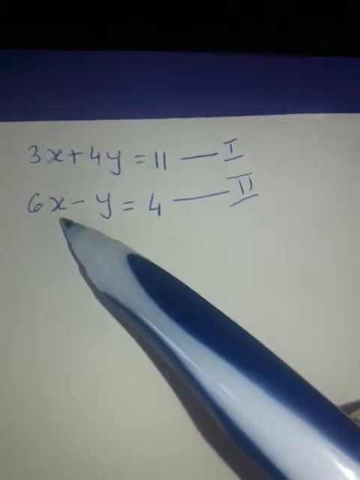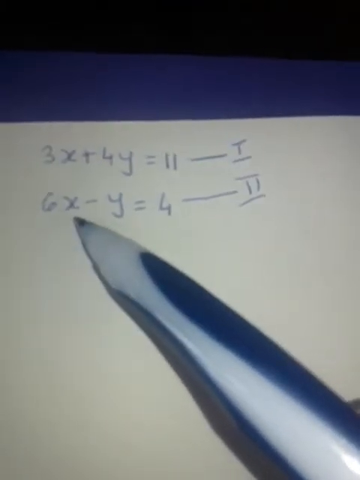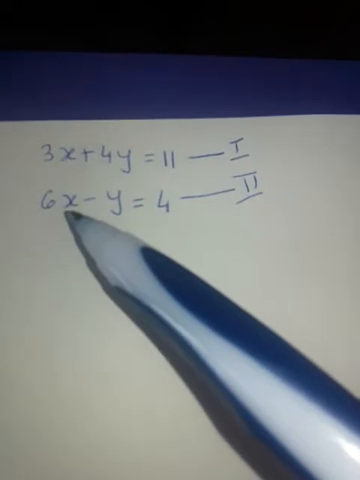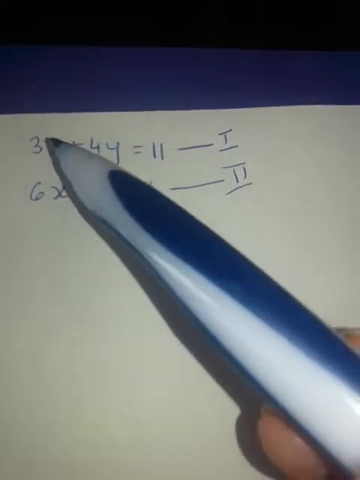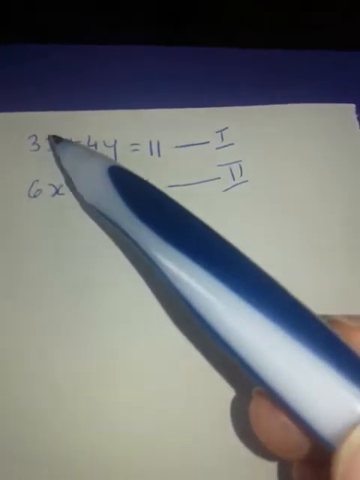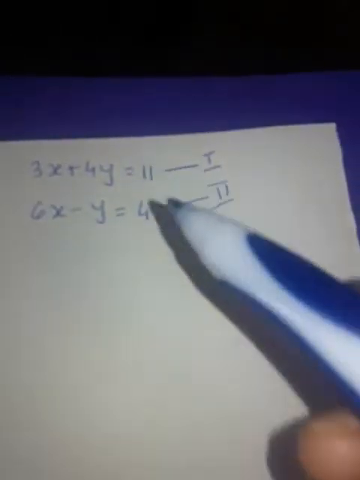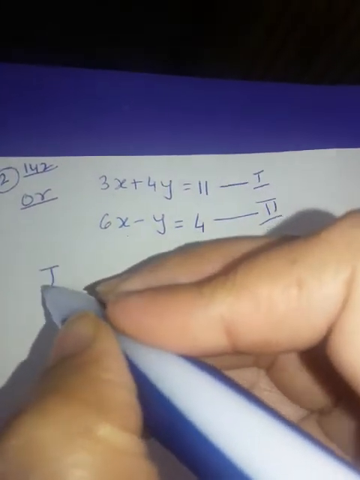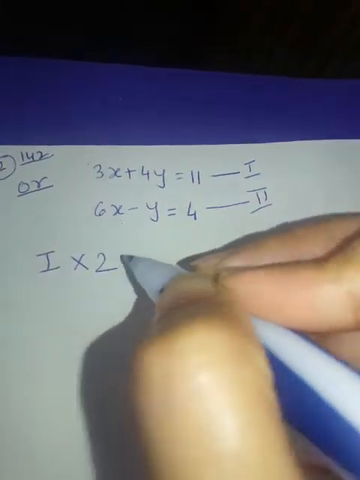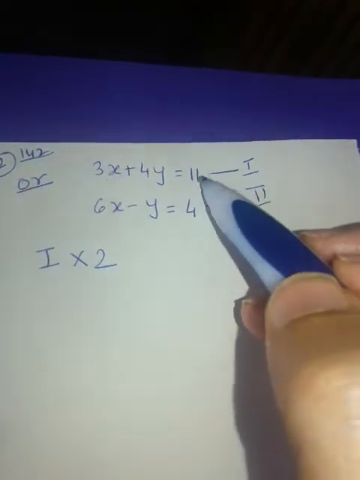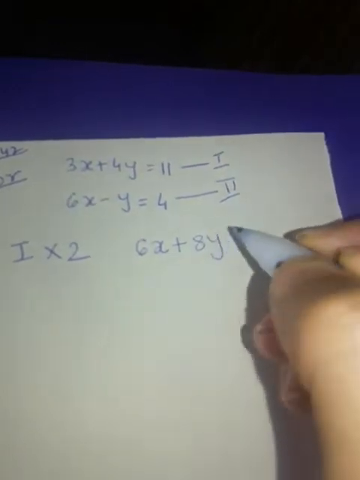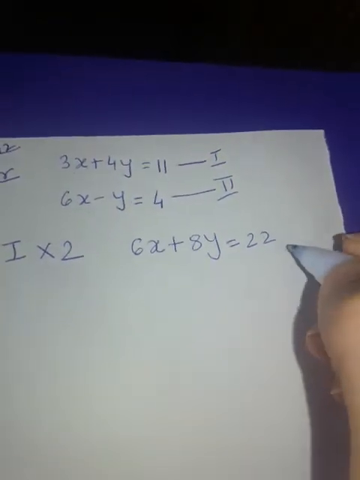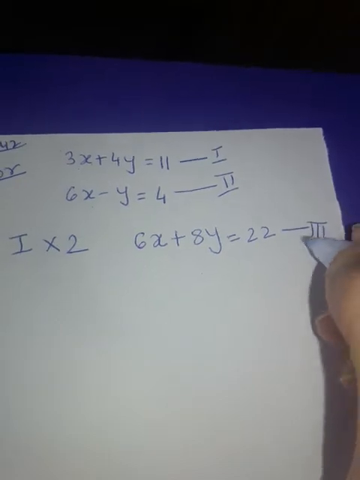I observe the coefficients 3x and 6x. If I add or subtract, it won't be useful. So what can I do? This is 3 and 6. If I multiply this whole equation by 2, I will get 6x, and then 6x and 6x can be subtracted. So first I am going to multiply equation 1 by 2, both sides, left hand, right hand. Then I will get 6x plus 8y is equal to 22, and let me call this 3.